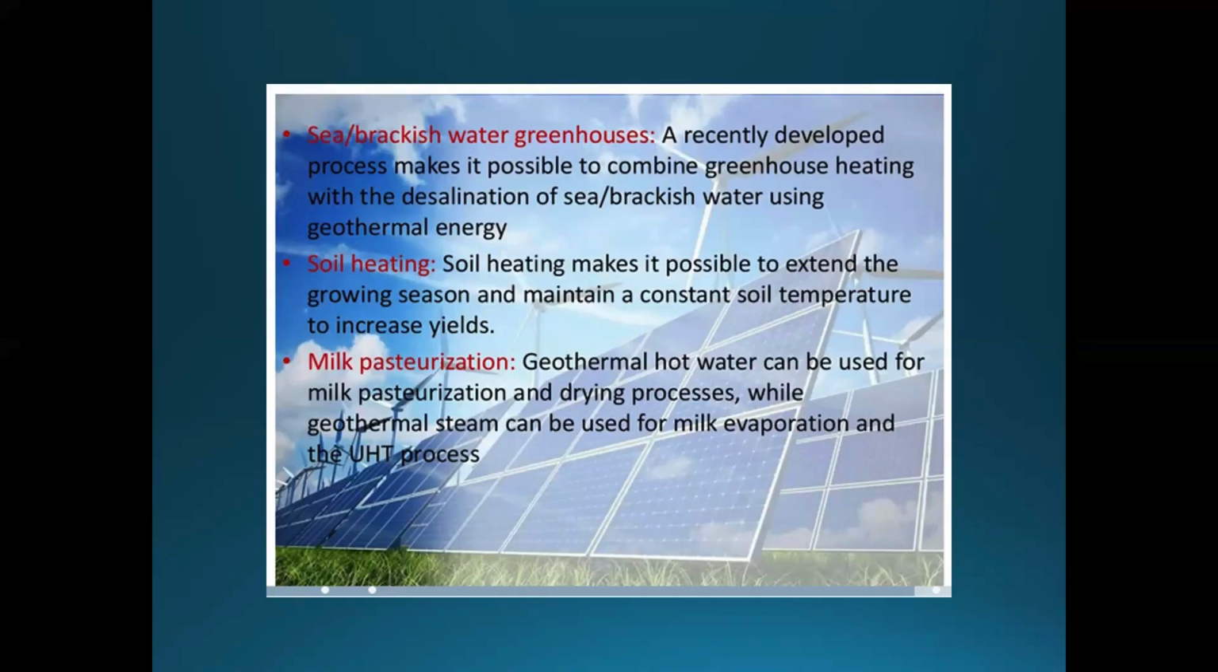So geothermal hot water can be used for milk pasteurization, sorry, and drying processes, while geothermal steam can be used for evaporation. So what do we get out of evaporation of the milk? It gets more concentrated and we get milk powders out of the evaporation process. And UHT, you can note down, is the ultra high temperature process. So that means such high temperatures can be extracted by using this geothermal energy.